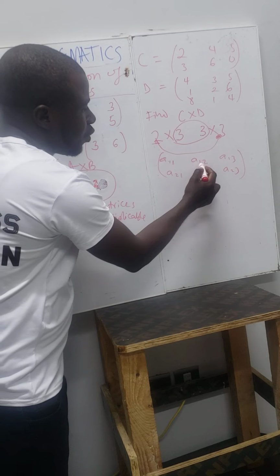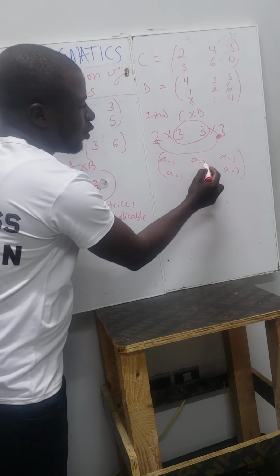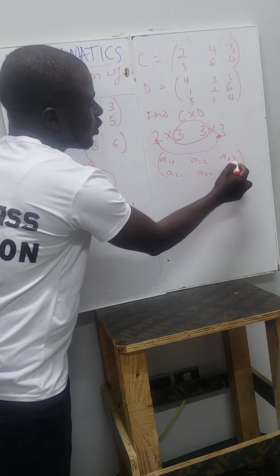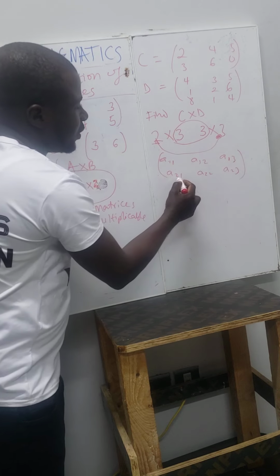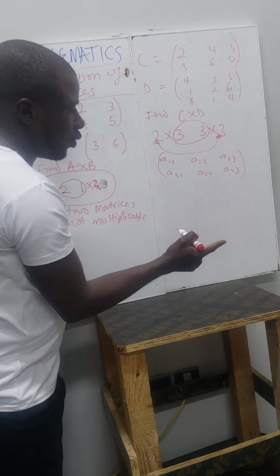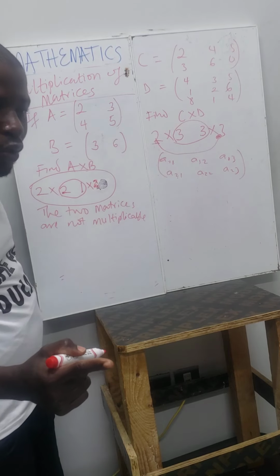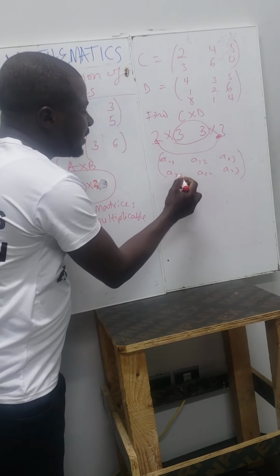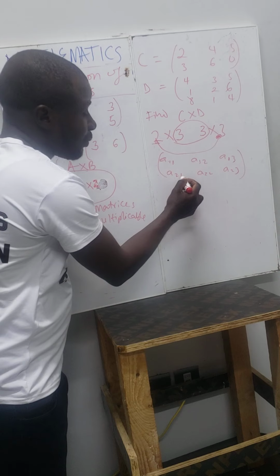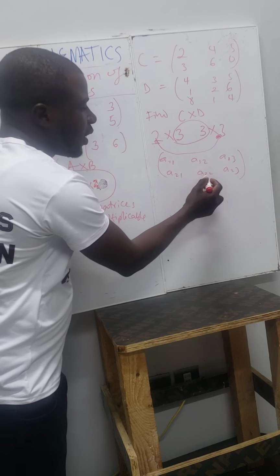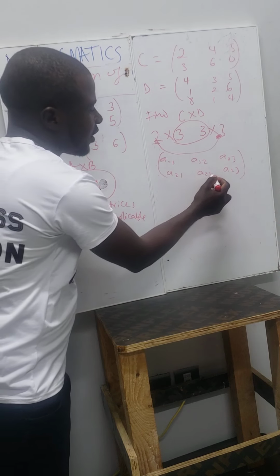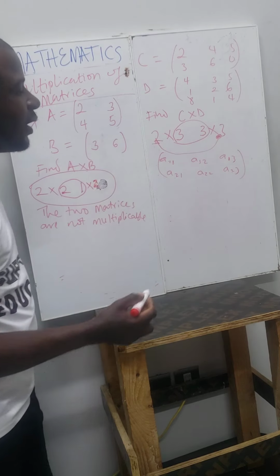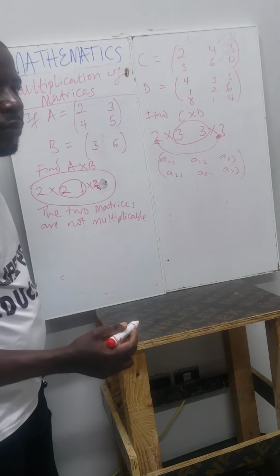A12 simply means the first row multiplied by the second column. A13 simply means the first row multiplied by the third column. A21 simply means second row. Don't forget, the first number is row, the second number is column. A21 simply means second row multiplied by what? The first column. A22 simply means second row multiplied by second column. Then A23 simply means second row multiplied by the third column.